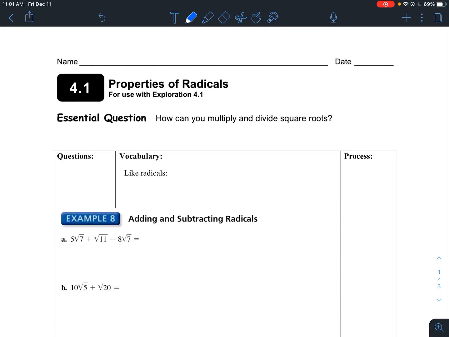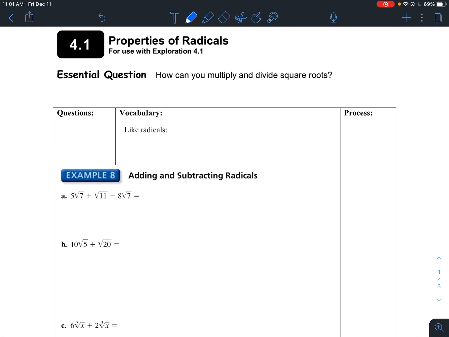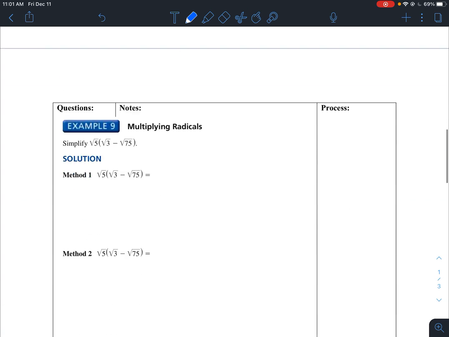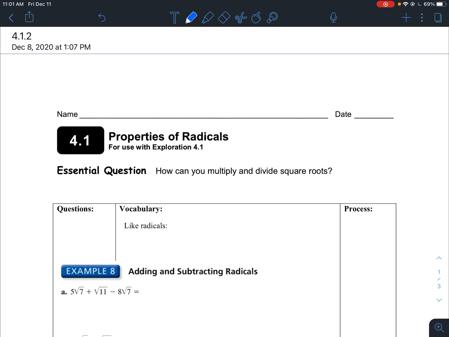Hey SM2, this is an additional video for 4.1 because I forgot to cover it when we first went over 4.1. So I need to cover this. Make sure you watch this video, fill out the notes. This stuff will be on the test, so make sure you know it.